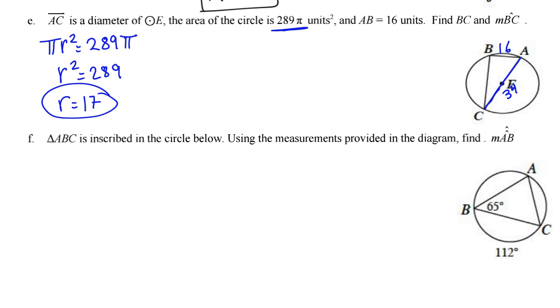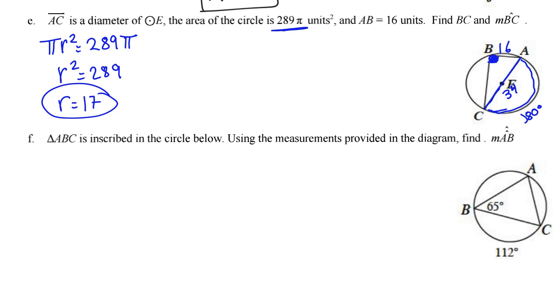Recall, AC is a diameter in that circle, which will make this arc equal to 180 degrees. And if this arc is 180 degrees, then angle B is an inscribed angle because the vertex is on the circle, and it corresponds to arc AC, which is the diameter of the circle, which will make angle B a right angle. 180 divided by 2 is 90.